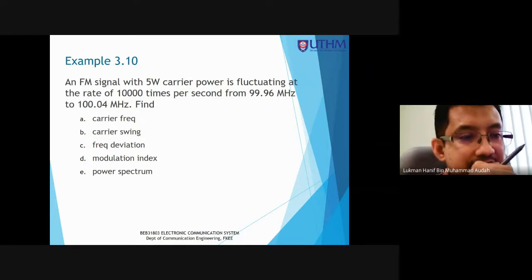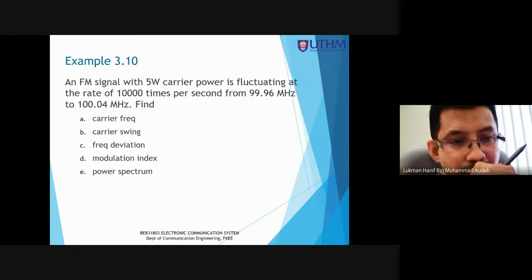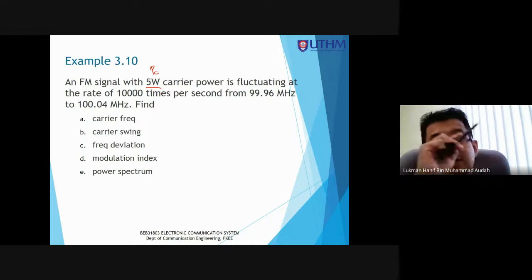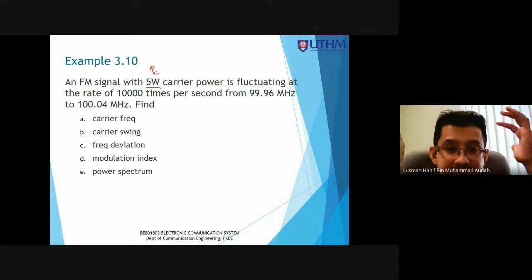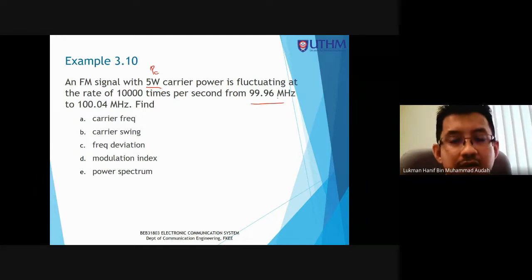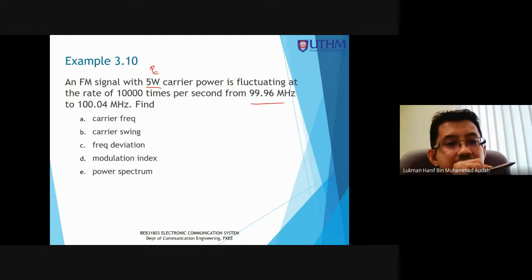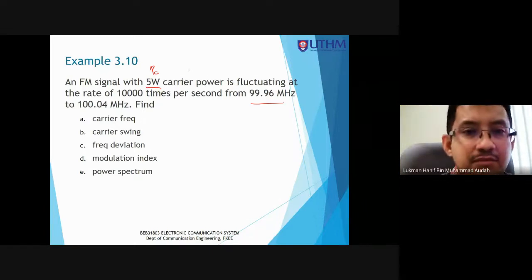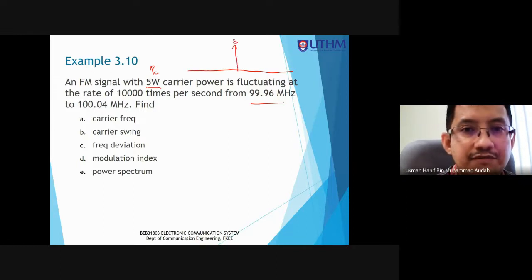Example 3.10. Okay, an FM signal with 5 watt of carrier power. Okay, so this is PC. It's fluctuating at the rate of 10,000 times per second from 99.96 MHz to 100.04 MHz. Maksudnya apa? Maksudnya kita ada a carrier, okay, 5 watt.